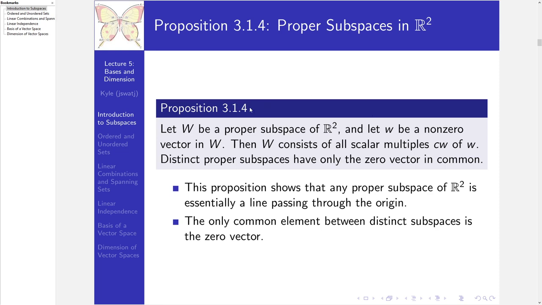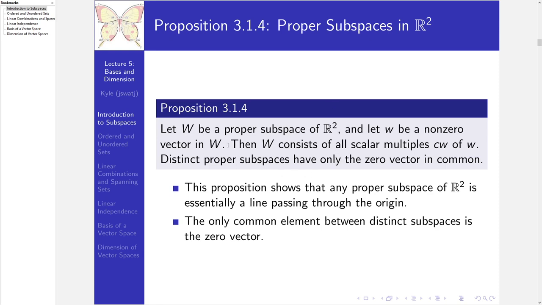So proposition 3.1.4, which is in the textbook: if W is a proper subspace of R squared, and little w is some non-zero vector in big W, then the subspace W consists of all scalar multiples cw of w. That's a lot of W's. And distinct proper subspaces have only the zero vector in common. Basically, this is talking about lines in R squared, because the only proper subspace of R squared would be a line.